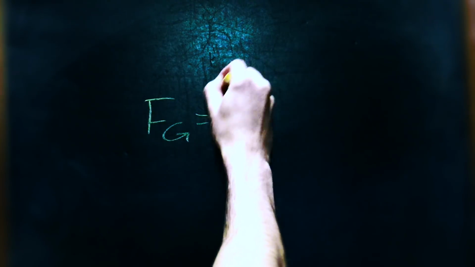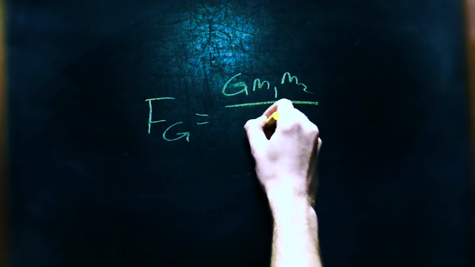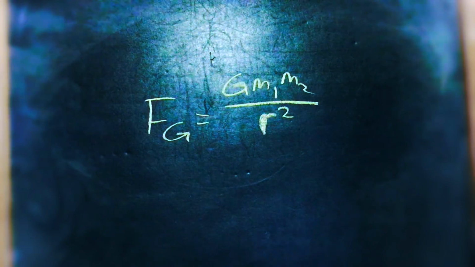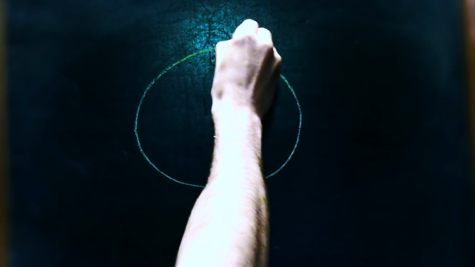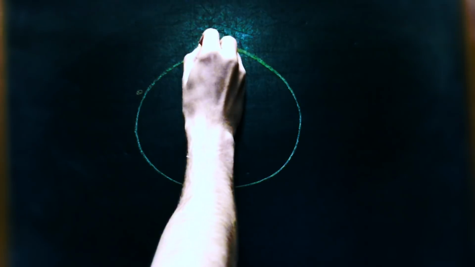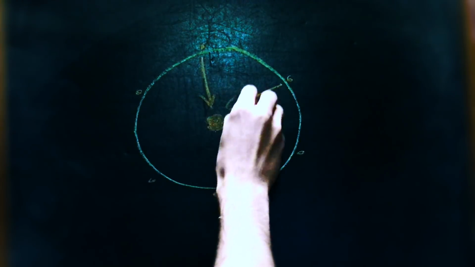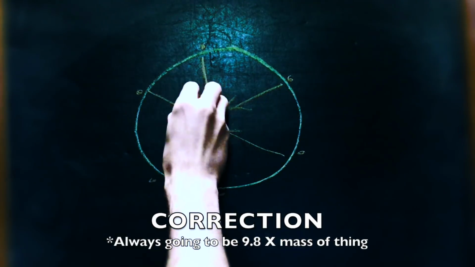Now let's see over here. Fg is equal to G, the gravitational constant, times the mass of Earth, times the mass of you, all divided by the radius of the planet squared. This stays the same on the sphere Earth theory. It stays the same because your mass stays the same, the mass of Earth stays the same, and no matter where you are on Earth, the radius between you and the center of mass is always the same. So Fg is always going to be equal to 9.8.